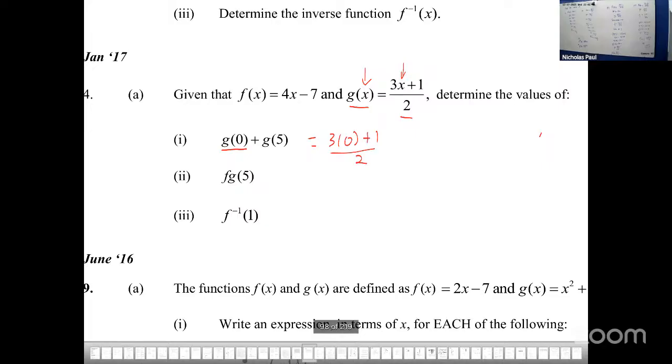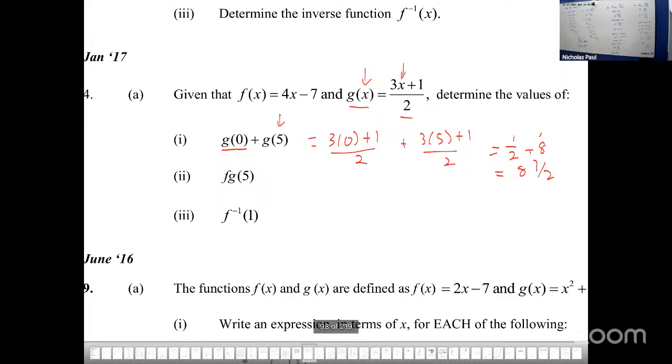Next one is g of 5. So that'll be 3 times 5 plus 1, over 2. That's it. So I have a half plus 8, I got 8.5. It's okay if you got 8.5, it doesn't matter. So the first one is 8.5.